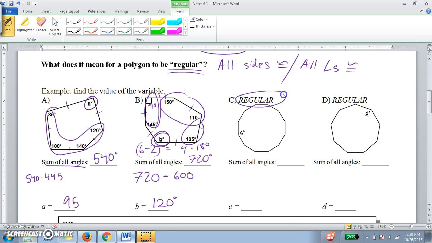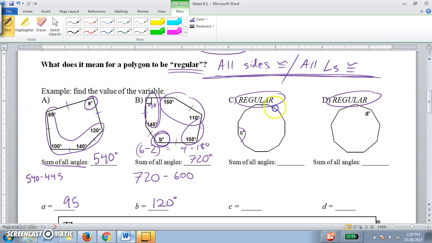All right, so these last two examples, it tells us are regular shapes. So again, regular means all sides and all angles are the same. So if all the angles are the same, I have to figure out what the total is and then divide it by however many angles there are.